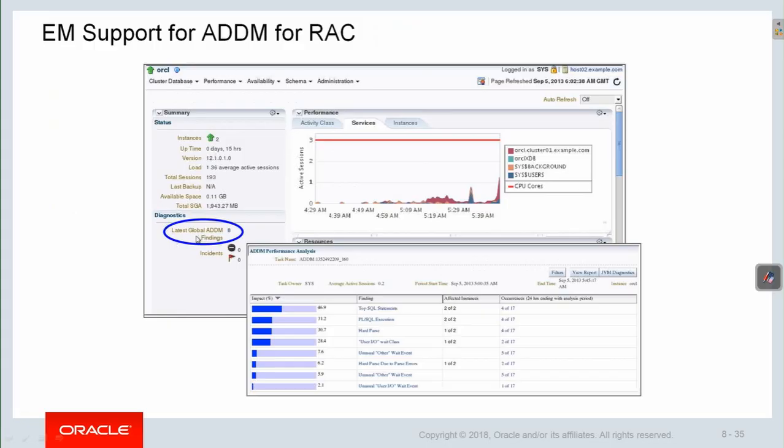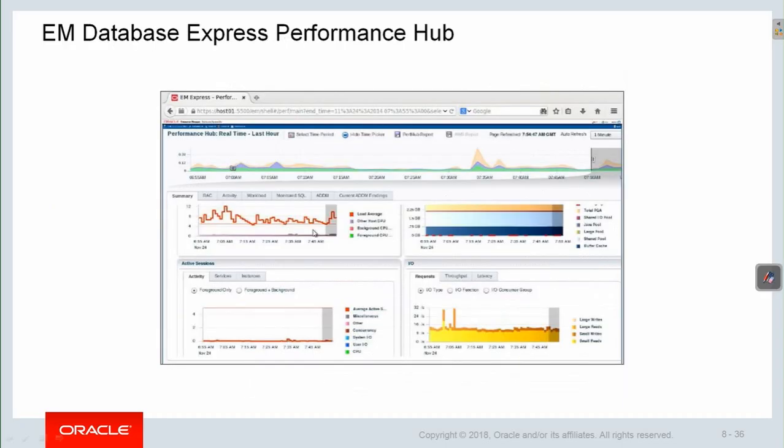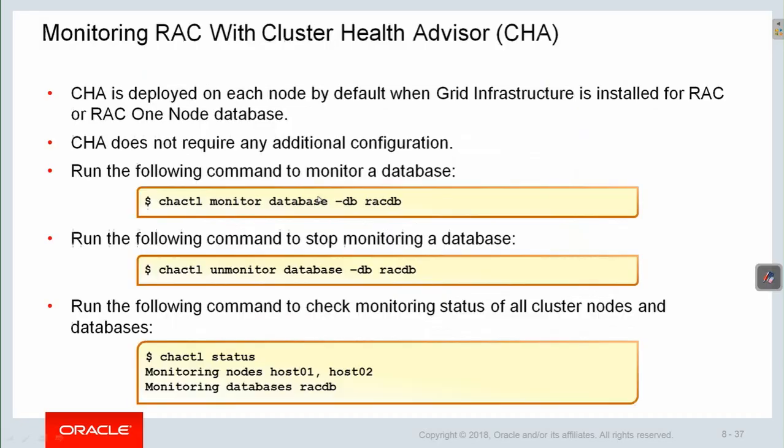The latest report is available from the diagnostic section in the home page. And in this example, 8 findings detected. So you can actually review one by one to get detail. And also, if you are using Enterprise Manager Express and on the Performance Hub page, you also can use ADDM as well. So it will give you similar information.